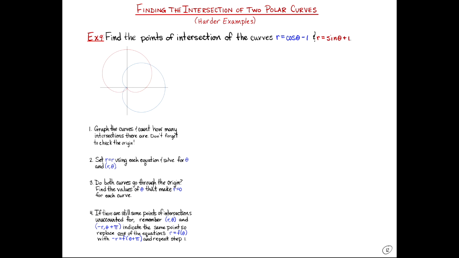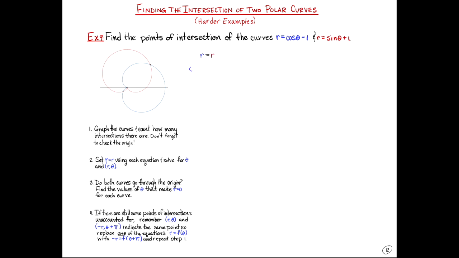For our last example, instead of looking at the points of intersection involving a circle, let's find the points of intersection between two cardioids. Looking at our graph, we can see 3 points of intersection. One is in the first quadrant, another intersection point in the third quadrant, and then they intersect at the origin as well. Let's start by setting r equal to r.